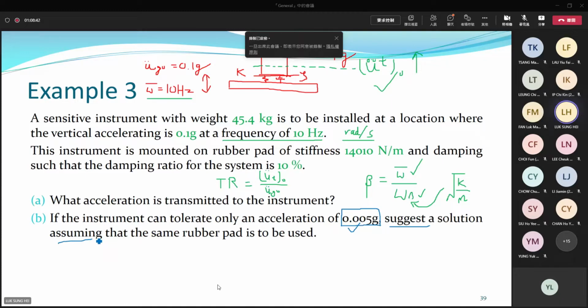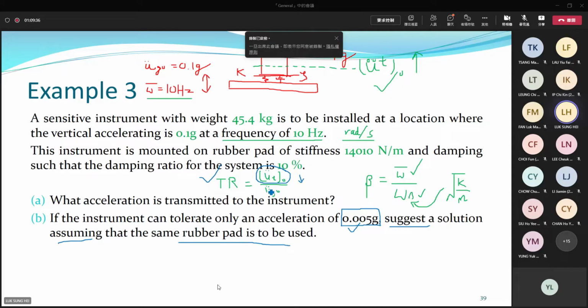Suppose there is one assumption: you are using the same support system. Normally, how do we do these kinds of problems? You can take a look at what you did in part A. In part A, we used the transmissibility equation to calculate total acceleration. Your task right now is to reduce u t. How to decrease the value of u t? From this equation, you have two choices. You either reduce TR or reduce u double dot g0, right? You may reduce TR or you may reduce the ground acceleration.